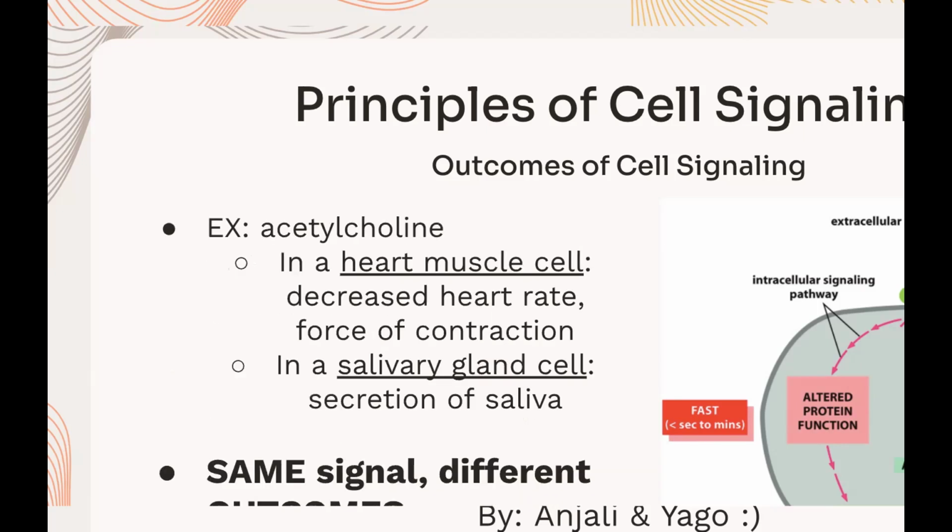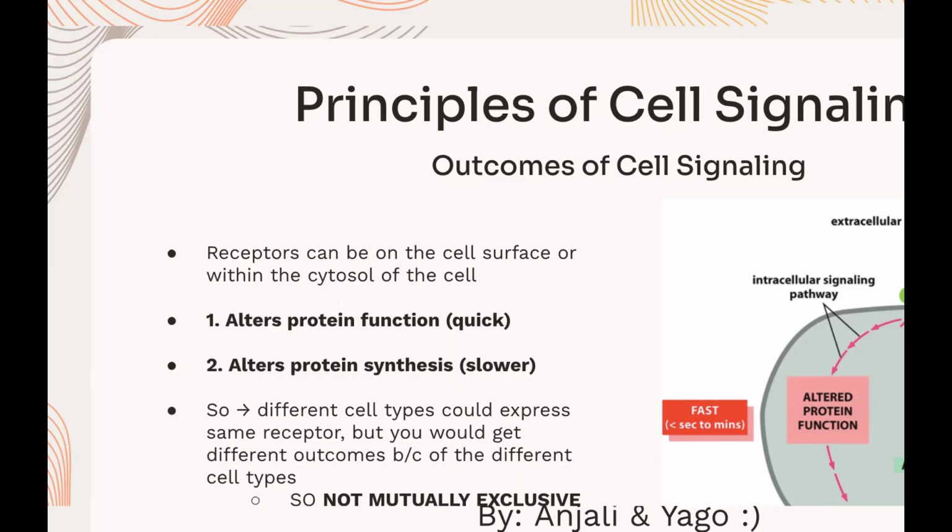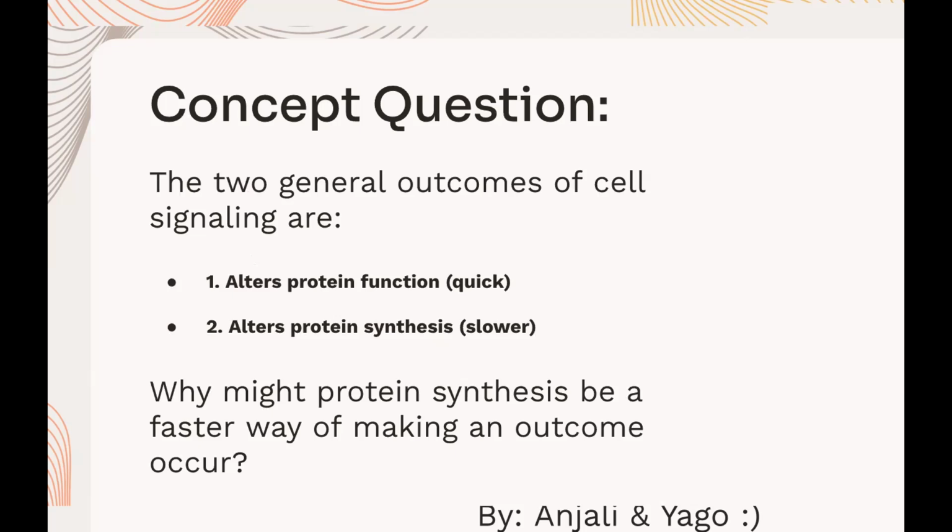So let's talk about what each one means. Here's an example, acetylcholine. In a heart muscle cell, it causes decreased heart rate and force of contraction. The same signal, acetylcholine, in a salivary gland cell causes secretion of saliva. So these are two different things it's doing, but it's the same signal. That's what I'm trying to say: the same signal can lead to different outcomes.